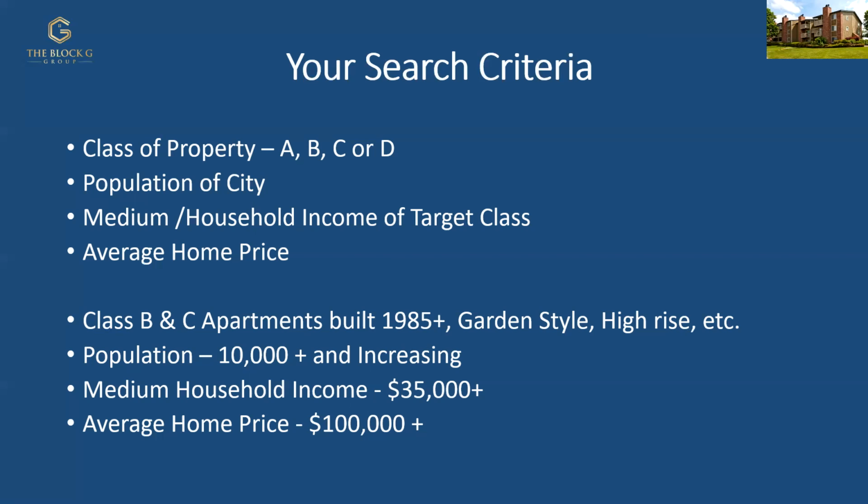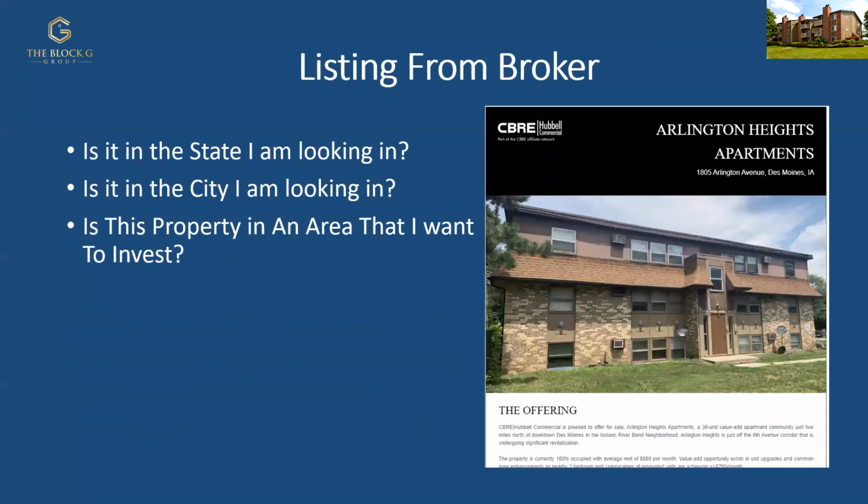And again, I just use these as floors, okay? You need to come up with your own criteria based on what class of property you are looking to go into. So let me show you an example of how I use this. Here's a listing from a broker that just came into my email box the other day. And yes, it is from the state that I want. It's in Iowa. We're looking in Des Moines, Iowa. Is it in the city I'm looking for? Yes, it is. So I've got two of the criteria met.